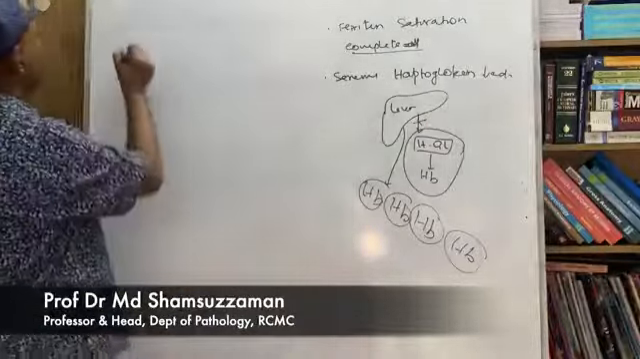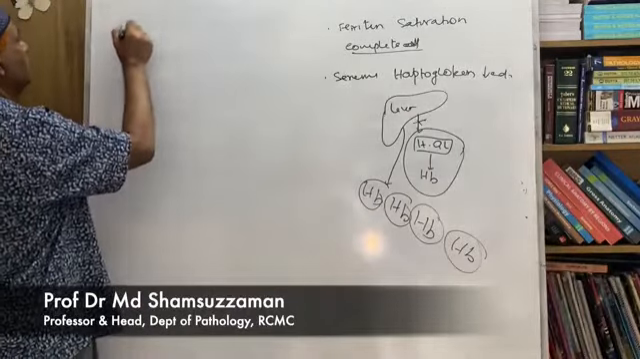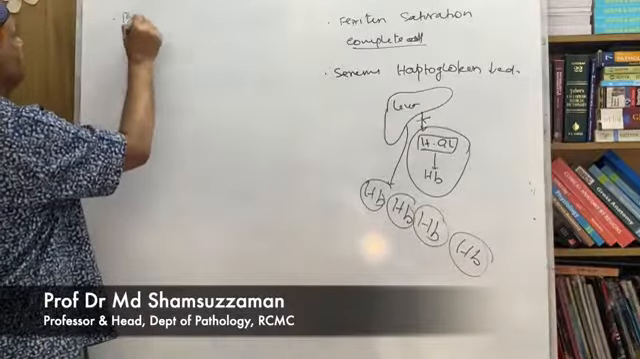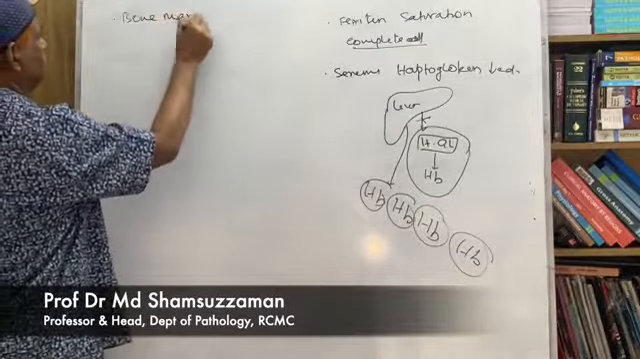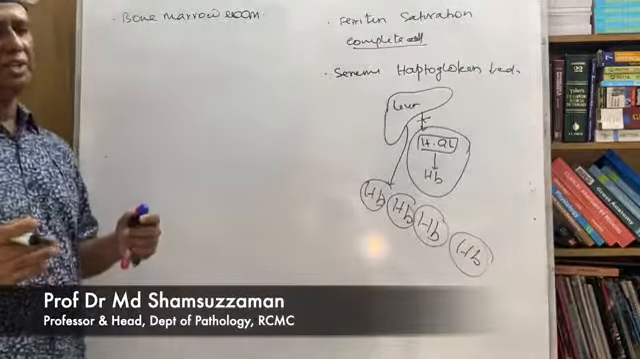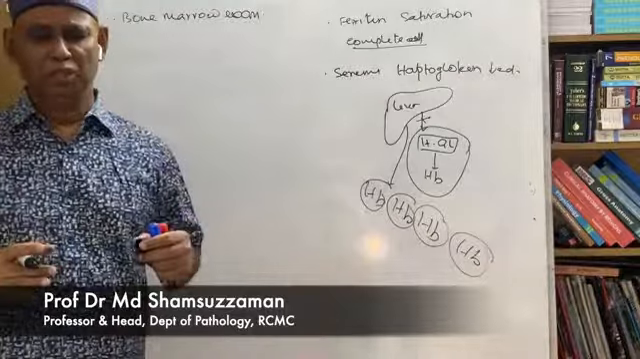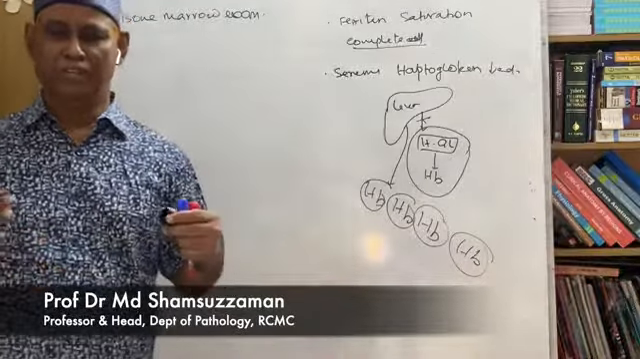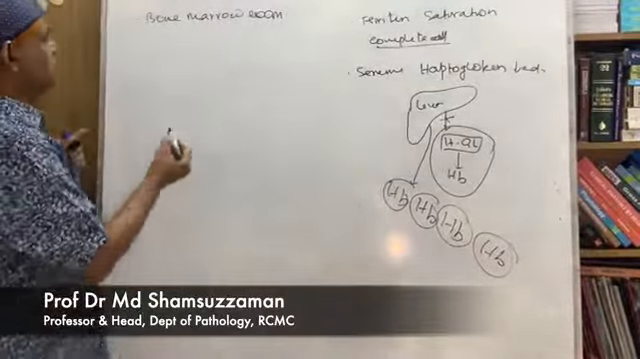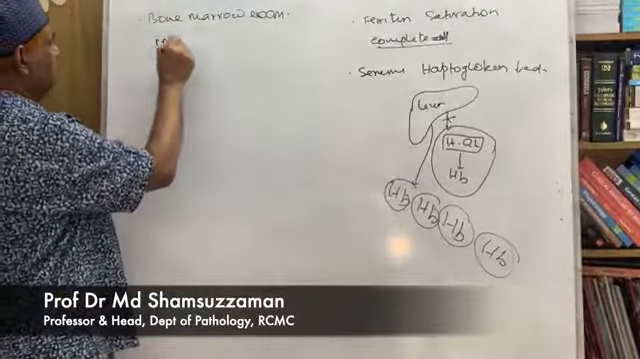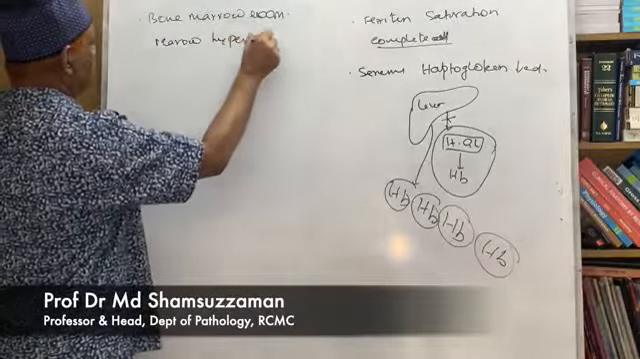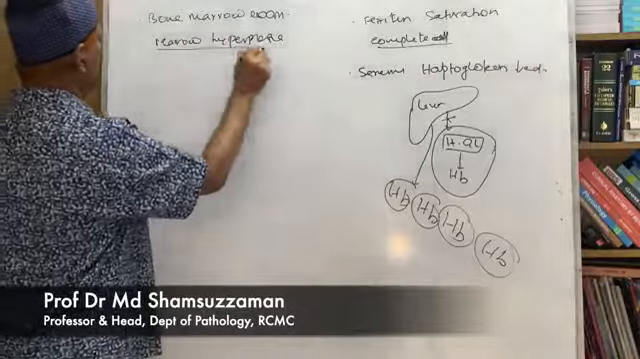Now come to bone marrow examination. Dear audience, as there is anemia since birth, bone marrow tries to compensate the anemia, so bone marrow undergoes hyperplasia. So bone marrow examination shows marrow hyperplasia only. Marrow hyperplasia is the finding of bone marrow examination.